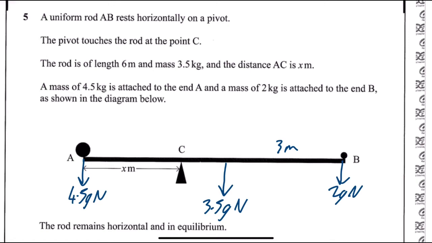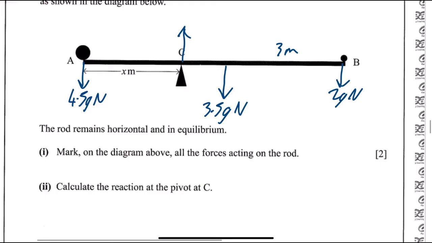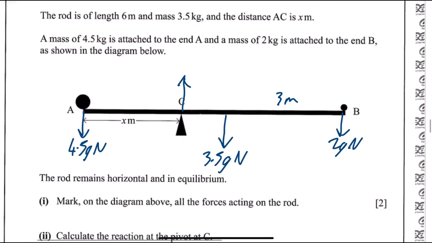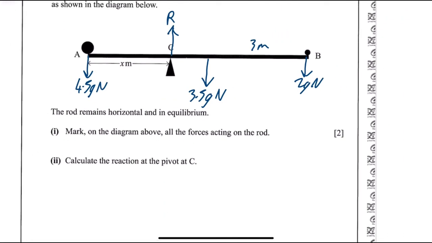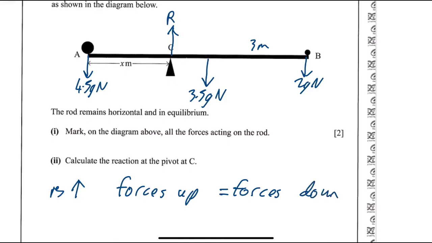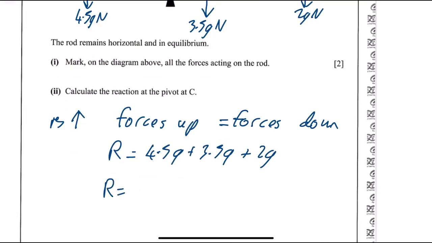It also says mark on the diagram all the forces; that was part 1. Calculate the reaction at the pivot C. So this is just your R. This one is really, really easy. You don't have any moments to take here, you're just resolving vertically, and it really is just your forces up equal your forces down. So R is the only force up, so it's equal to 4.5g plus 3.5g plus 2g, which means R is equal to, fire that all into your calculator, 100 newtons.